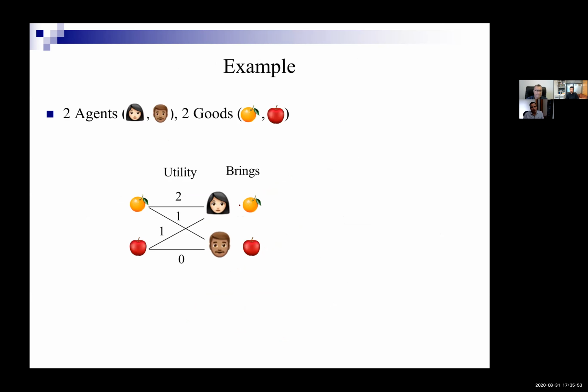Suppose there are two agents and two goods, and Alice brings one unit of orange and Bob brings one unit of apple, and these are their utility functions. Alice has 2 units of utility for orange and 1 unit of utility for apple, and Bob only likes orange. Suppose we try whether these are equilibrium prices or not. So suppose we set prices to one and one.